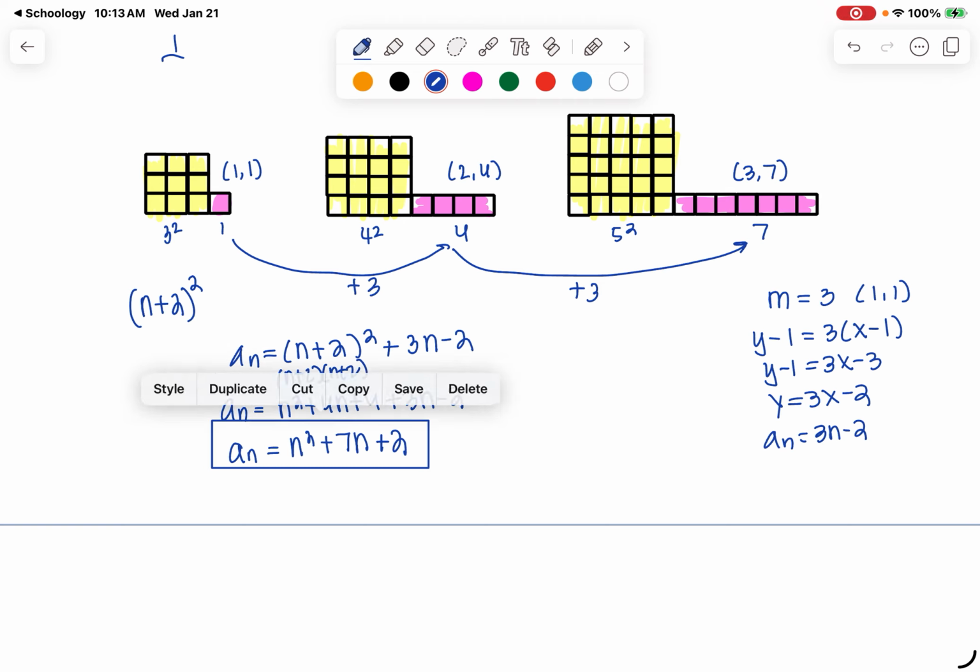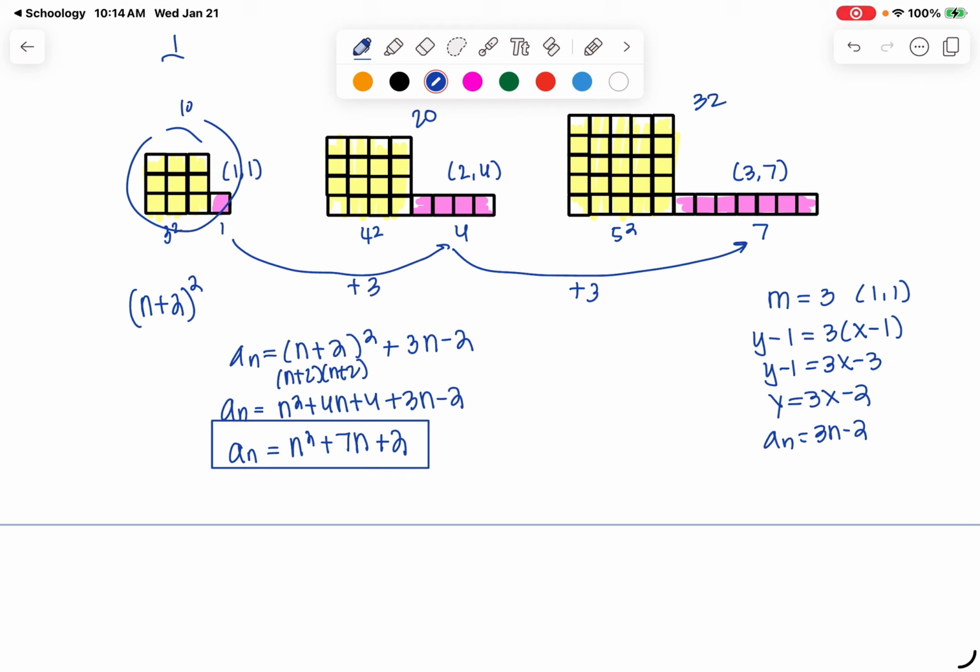Okay, once again, if you thought of it a different way and you got the same answer, it works, right? Also, I would like to check mine. So this total is 10 blocks. This total is, what is that, 16 plus 4? That's 20 blocks. And this is 25 plus 7. This is 32 blocks. So that has to work when I plug in 1, 2, and 3.